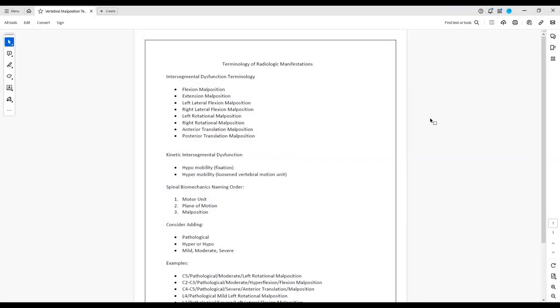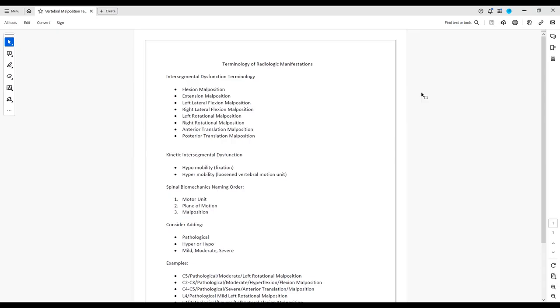And this is real simple terminology with spinal biomechanics. Okay, we already know the planes of motion: flexion, extension, left lateral flexion, right lateral flexion. So all you're doing is adding malposition. Left flexion malposition, extension malposition. So I'm just going to add the direction: right or left lateral flexion malposition.